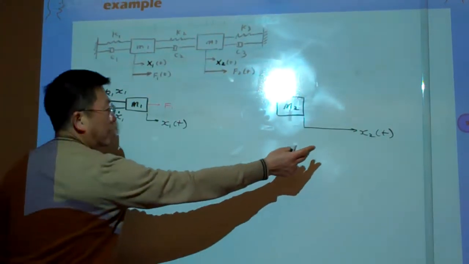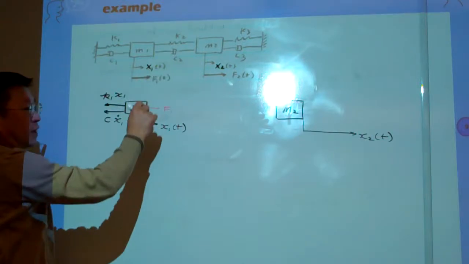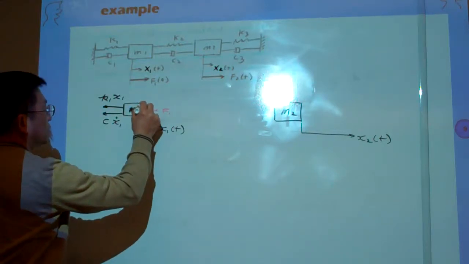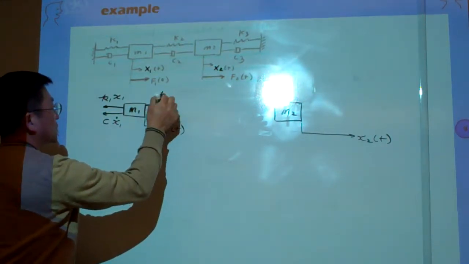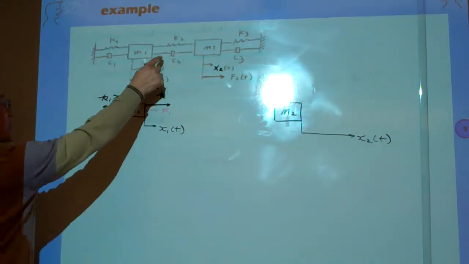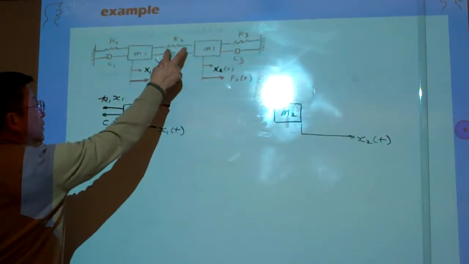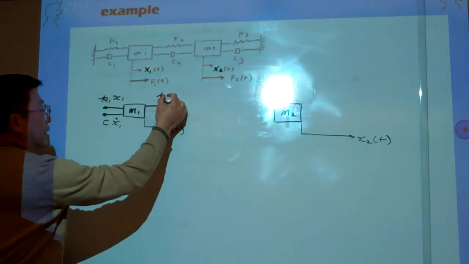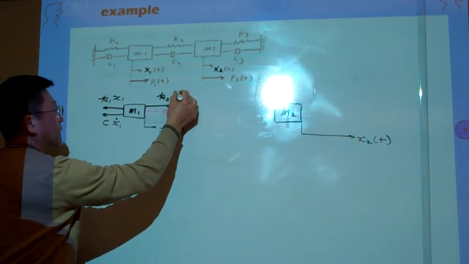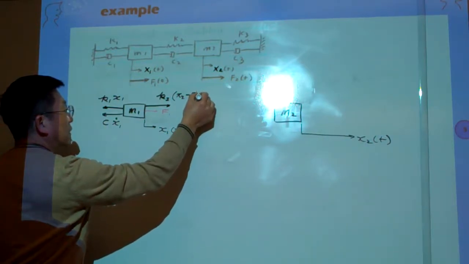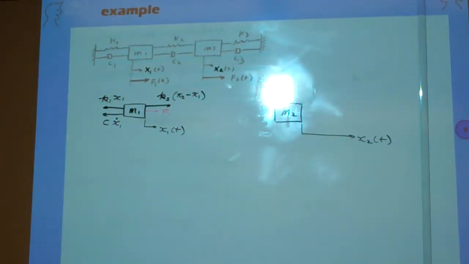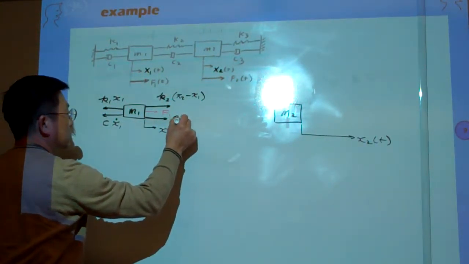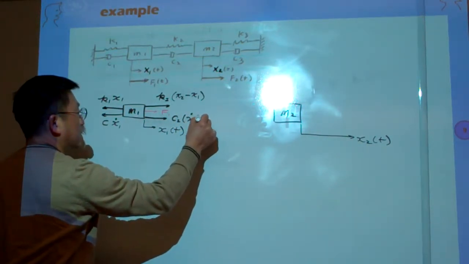Due to the assumption x2 is greater than x1, the K2 spring has been stretched, and that force applied to M1 here is in that direction. Again, based upon our assumption of degrees of freedom, this spring has been stretched, so that force is in that direction applied to this one. The magnitude simply is K2 times x2 minus x1, the amount of loading produced by the deformed spring. In a similar fashion here, C2 times x2 dot minus x1 dot.